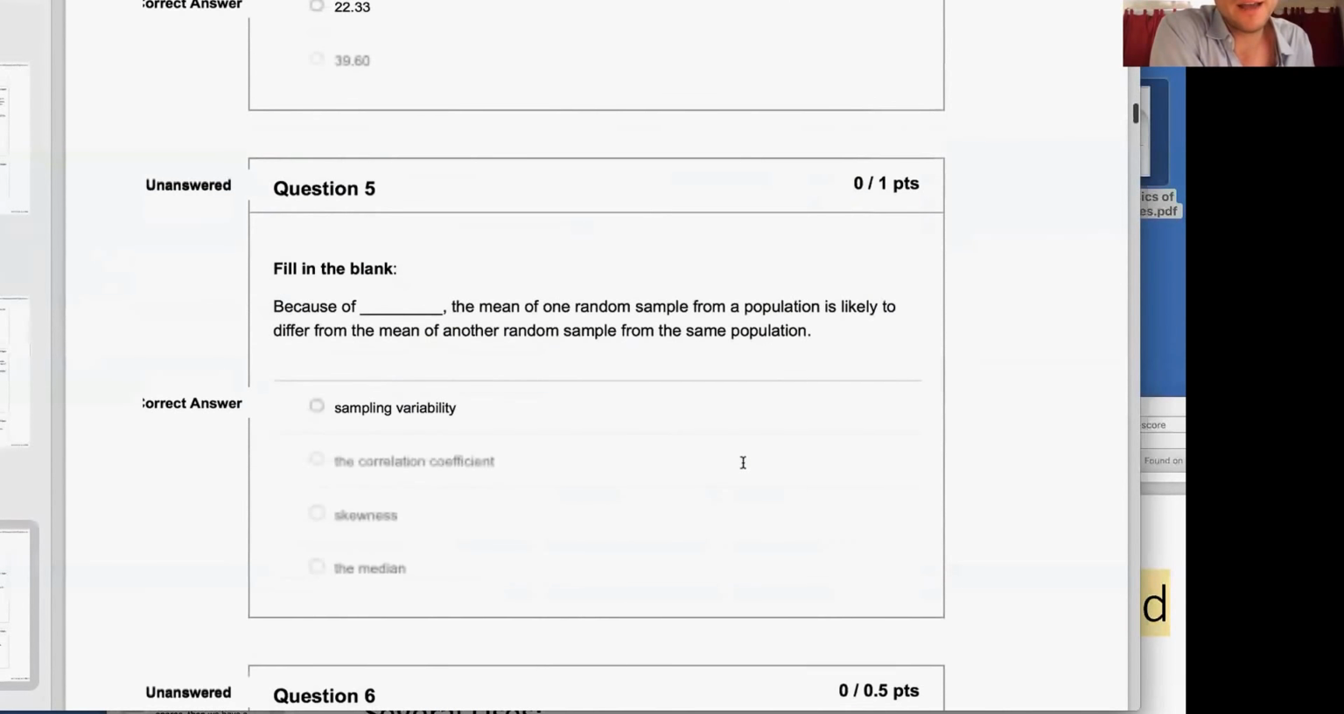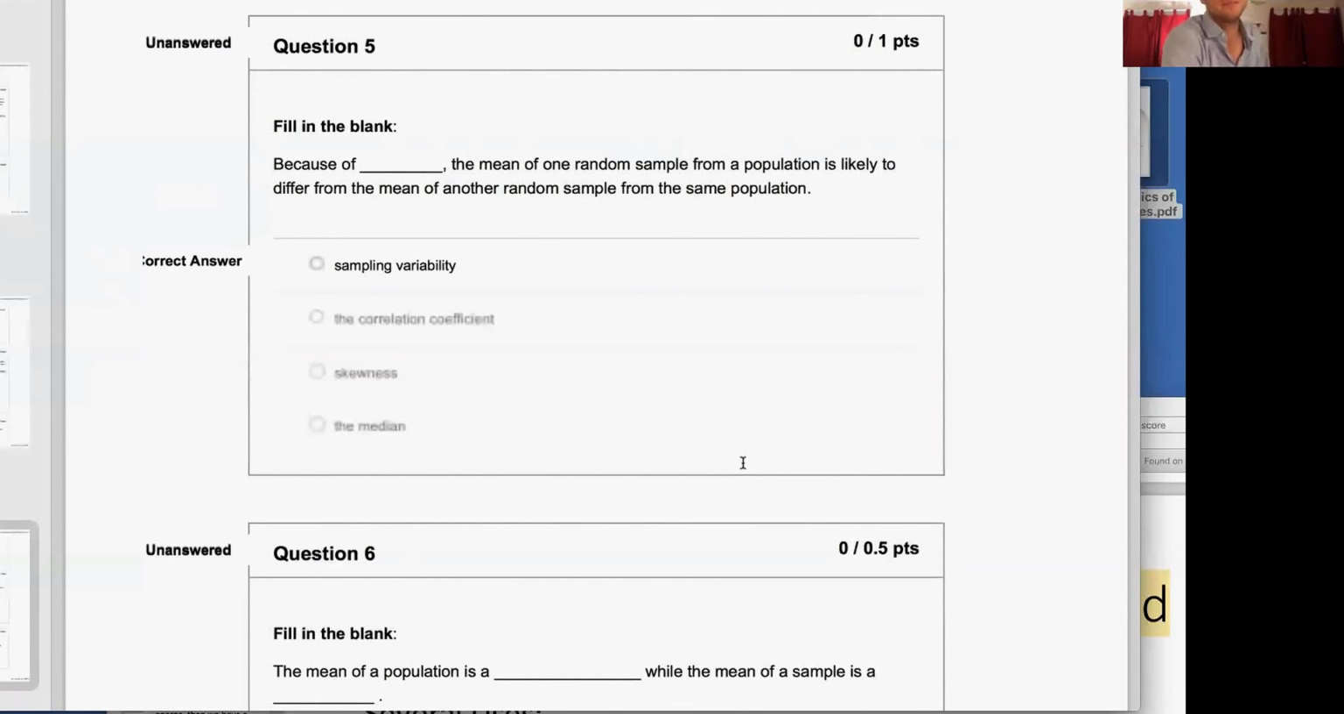Okay, question 5. This is where we fill in the blank. We just have to select one of these options. Again, this is my strategy. We have 1 point here. I first think about the statement and what I would say, put it in my own words, and then I'd look at the options. So, because of blank, the mean of one random sample from a population is likely to differ from the mean of another random sample from the same population.